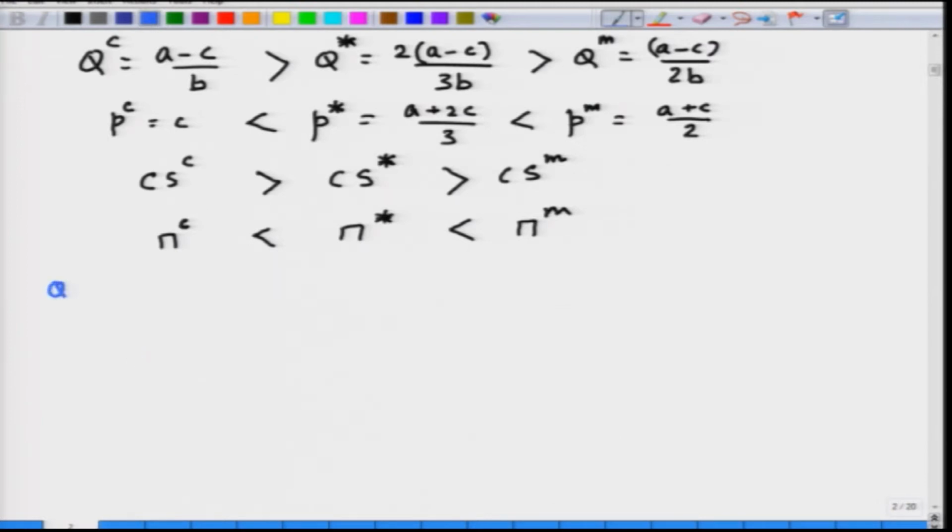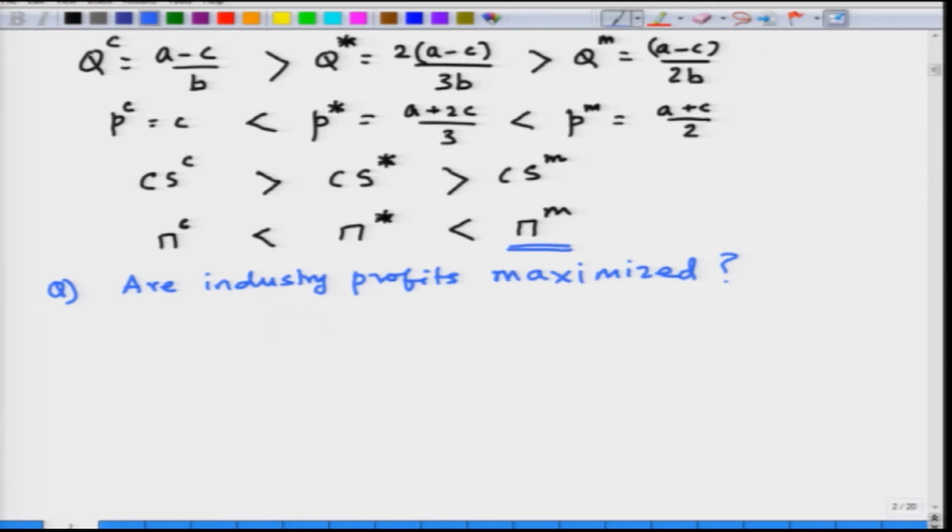So, let us ask the question, are industry profits maximized? Let us think about this. Where is the industry profit maximized? Well, the monopolist exercises market power, compares his marginal revenue with the marginal cost, chooses to produce an output which is (A - C)/2B and charges a price which is (A + C)/2.